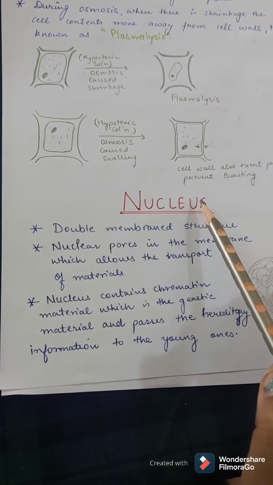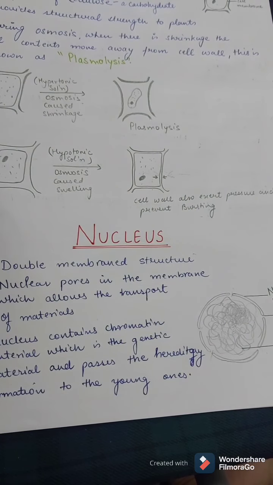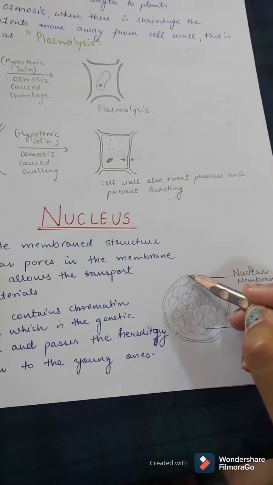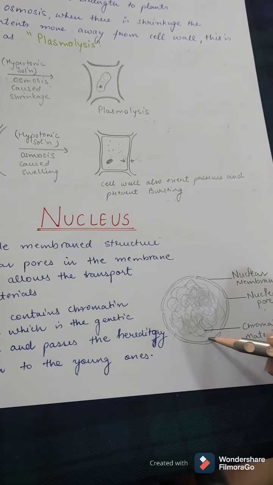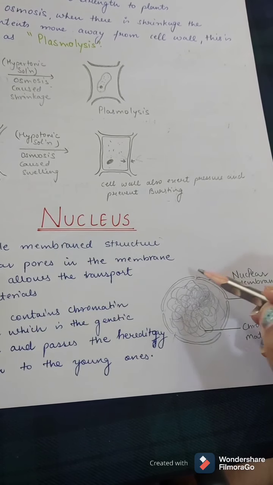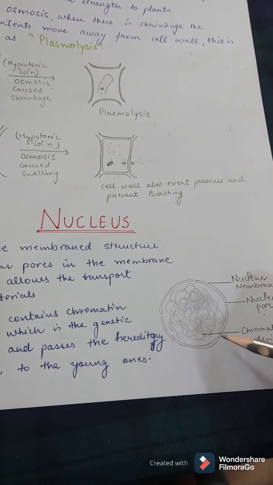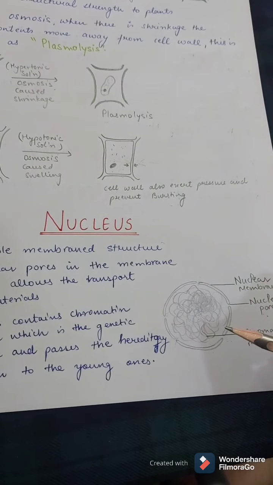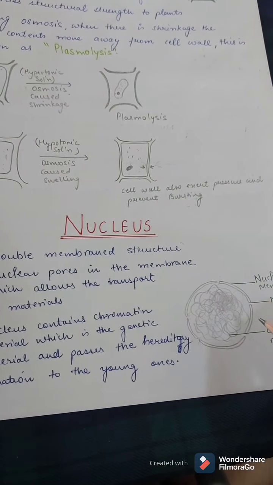Next is nucleus. The nucleus is a double membrane structure. Double membrane structure means the nuclear membrane is made up of two layers. There are also nuclear pores present in the nuclear membrane. These pores allow the entry and exit of materials through the nucleus.